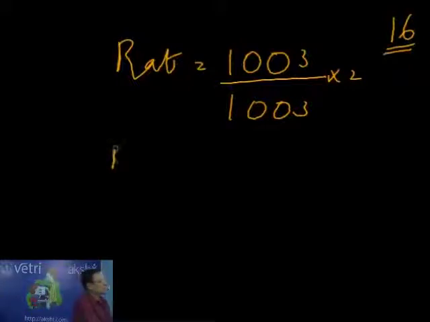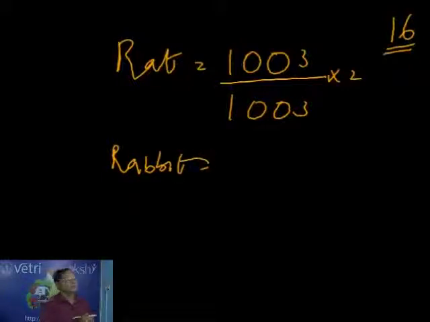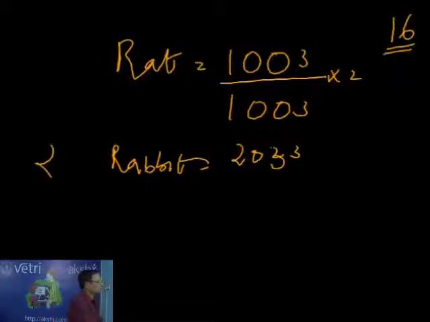Suppose we take a rabbit. In the case of a rabbit, the formula in the upper jaw is 2, 0, 3, 3. The total number of teeth in a rabbit is 28. Unlike other animals, the upper jaw has one number of teeth and the lower jaw has a different number.